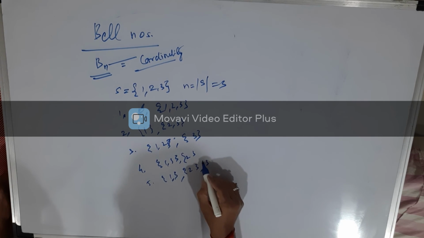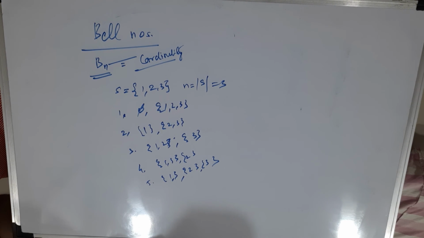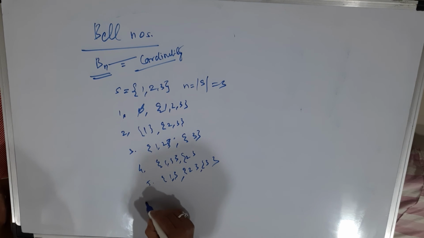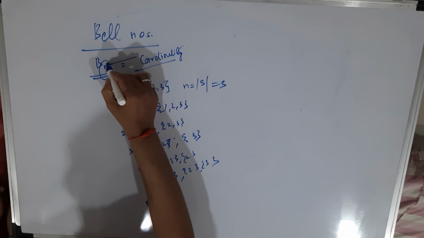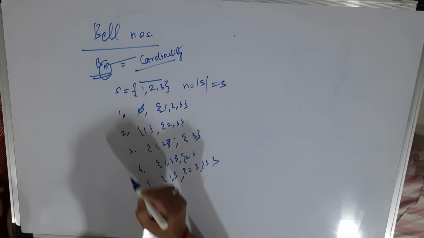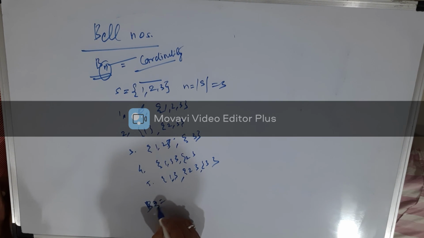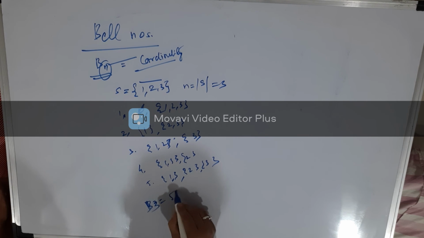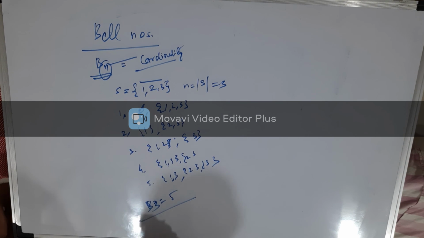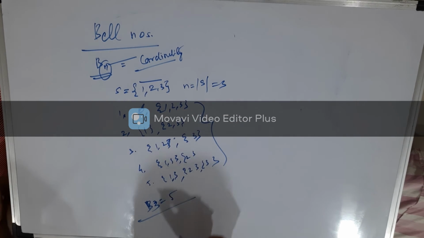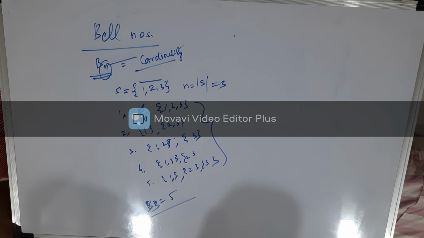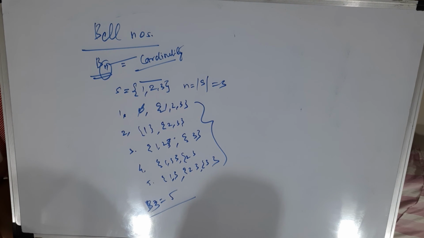Hence, n is nothing but the cardinality. That's why, as there are 3 elements, we write B3. So B3 is equal to 5. There are 5 ways we can write the partitions, so the count is 5.